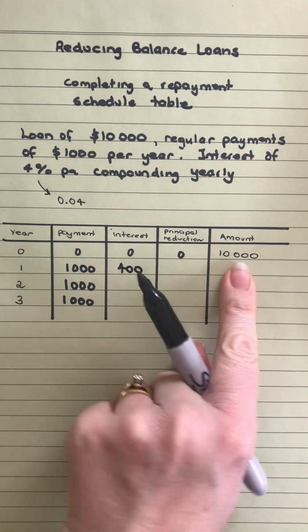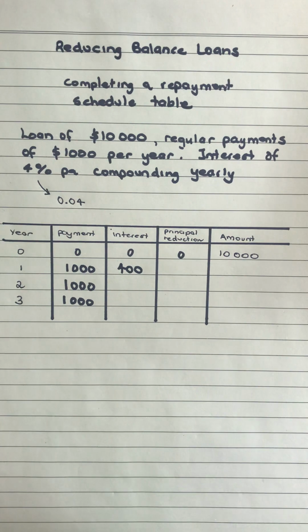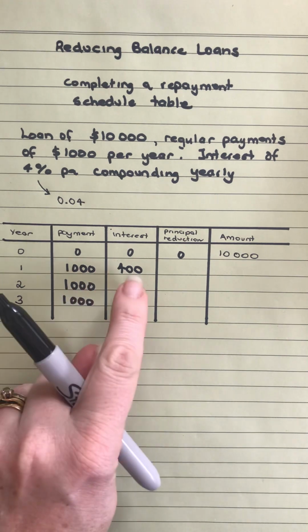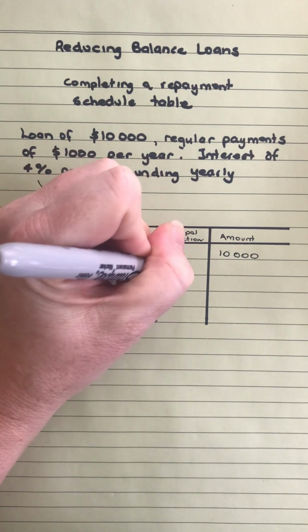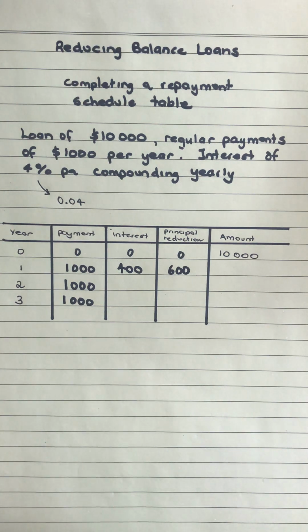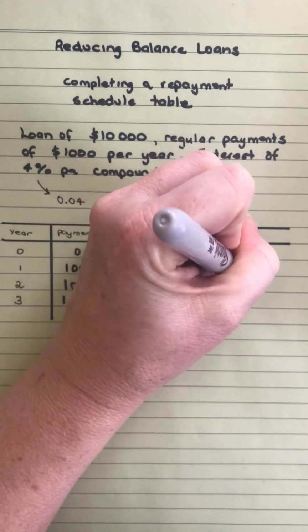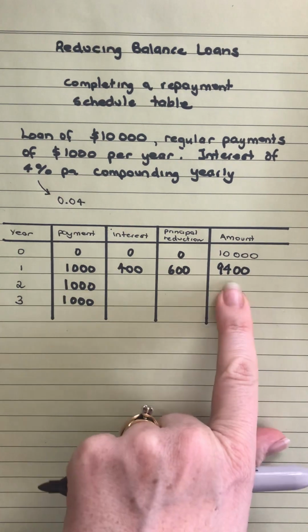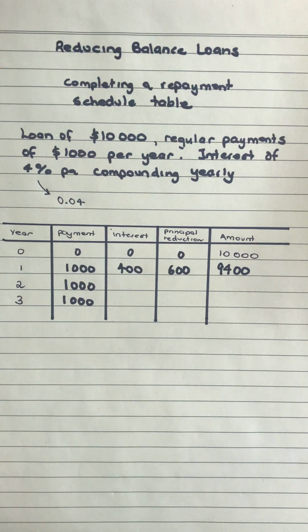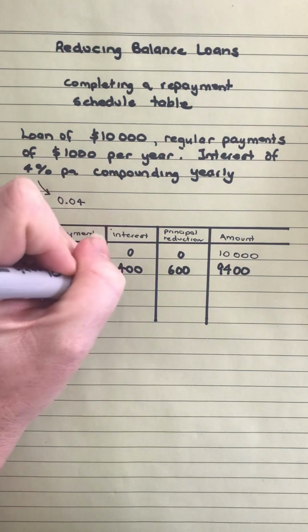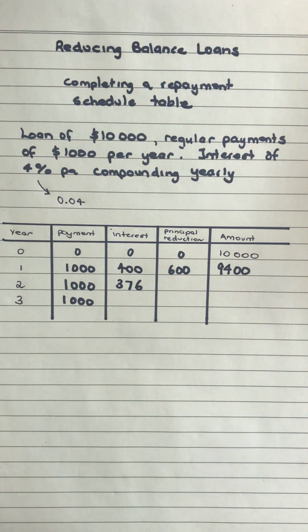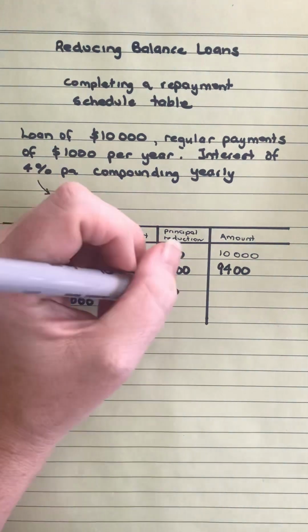So then when we work out our amount at the end of our principal reduction here, we have paid $1,000, but the interest is $400. So overall, we're going to go down $600. So we'll get our $10,000 and we'll take away the $600 and we get $9,400. Then when we do our interest for the next year, we need to do 4% of that new number. So we're going to do that 9,400 times 0.04, which gives us 376. That means our principal reduction then is going to be 1,000, take away 376, and we get 624.